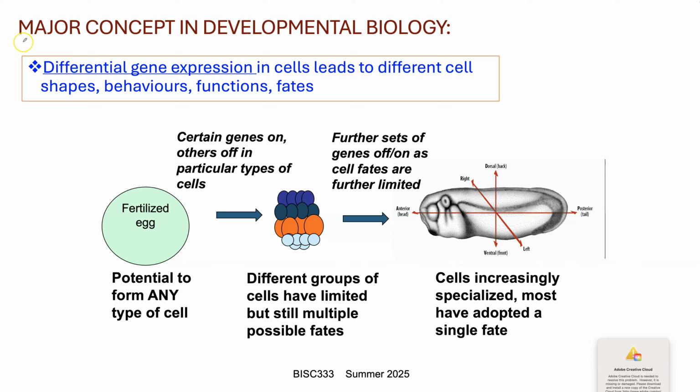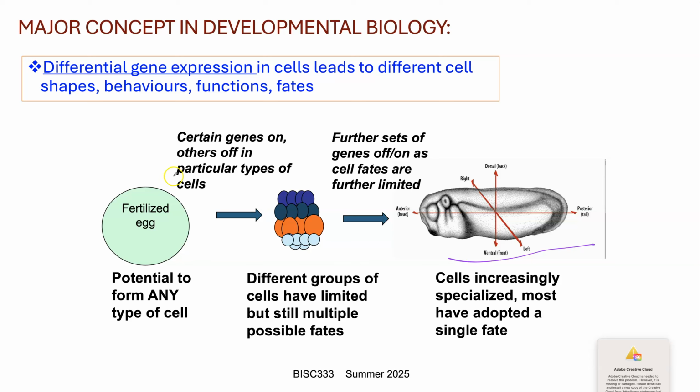Okay, and so those are the 5 basic concepts, but there are some other major ones that we're going to look at. And one of them is differential gene expression. And you will see examples of this repeatedly, over and over. It's the most important way that a fertilized egg becomes something like your tadpole.